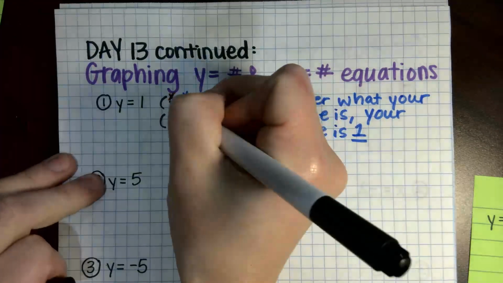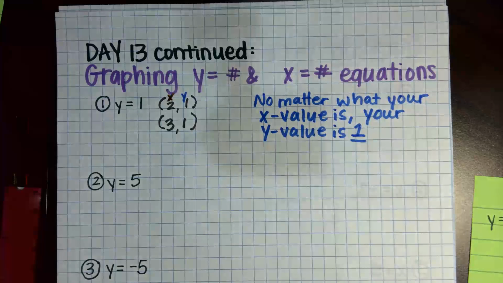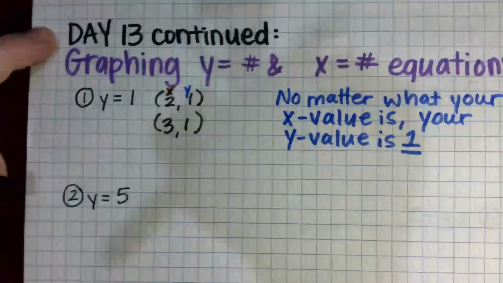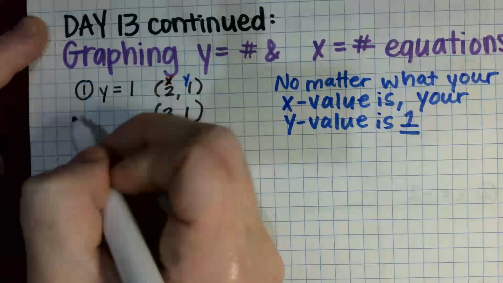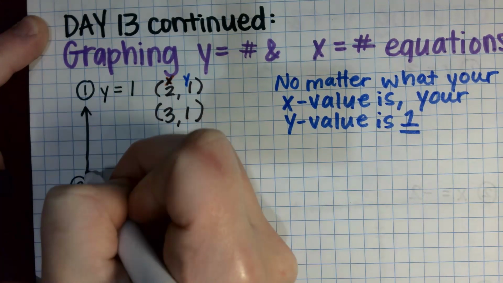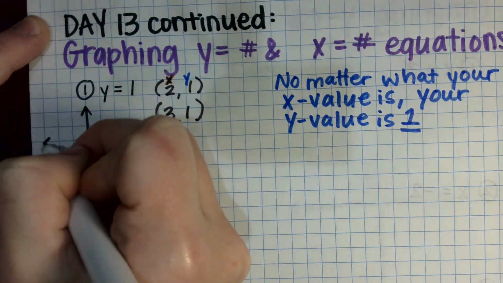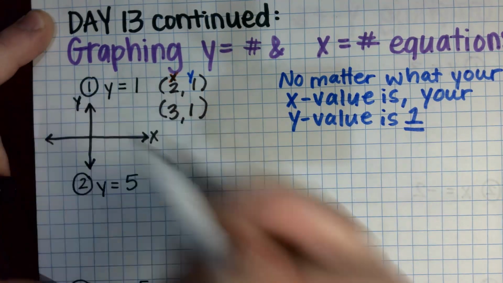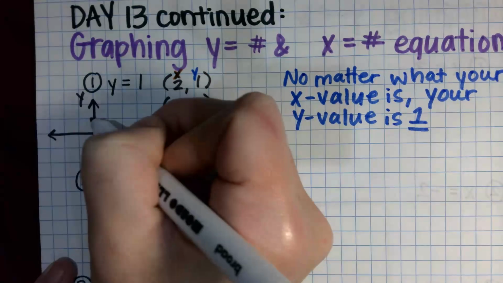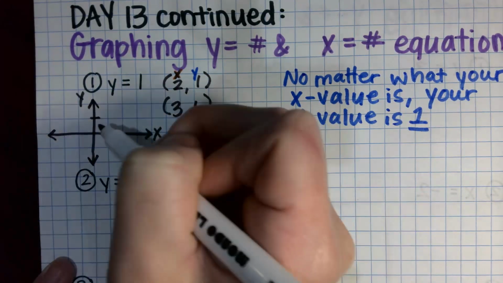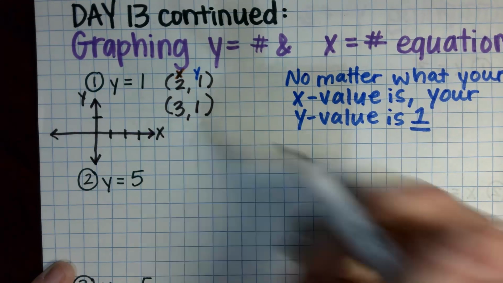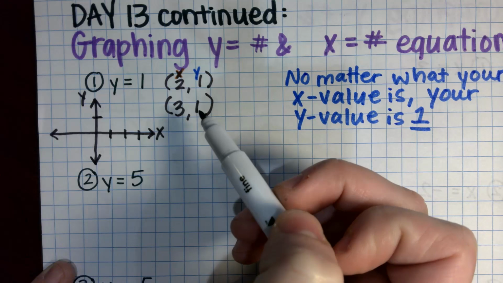2 and 3. Let's do it. Okay, so there's 2 points. Let's go ahead and draw a little mini graph. I'm going to zoom in for you. And this one doesn't have to be super big. Okay, here's my X, here's my Y. There's 1 for Y, and then my X goes 1, 2, 3. All right, let's go ahead and graph these 2 coordinates that we discovered.